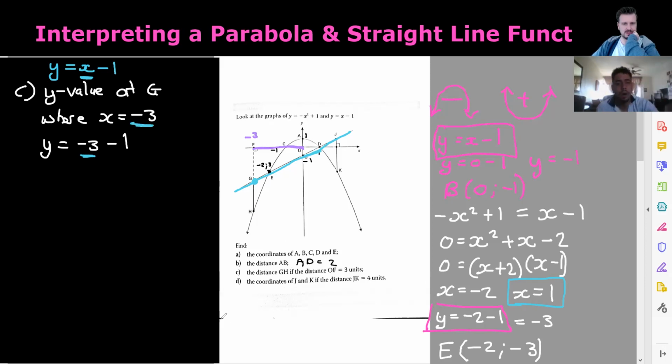Okay. Well, how do we know that OF is minus? Oh no, never mind. Yeah, I understand now, because the distance being 3 units, and then it's on the negative side. Okay. Good. Excellent. So y equals -4.